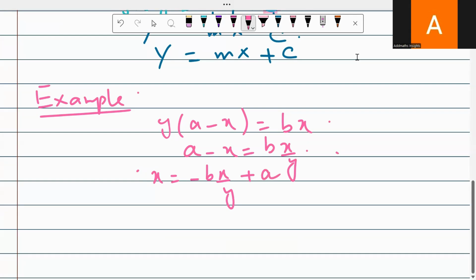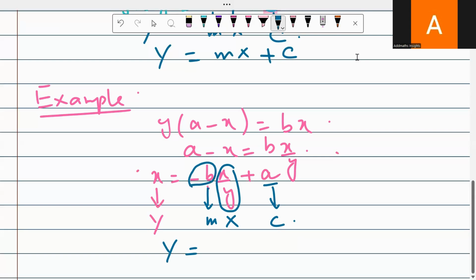So here this x is y and this b is m. This whole expression x over y is capital X and a is c. This is how you can transform a nonlinear equation to a linear one. This minus b is m.